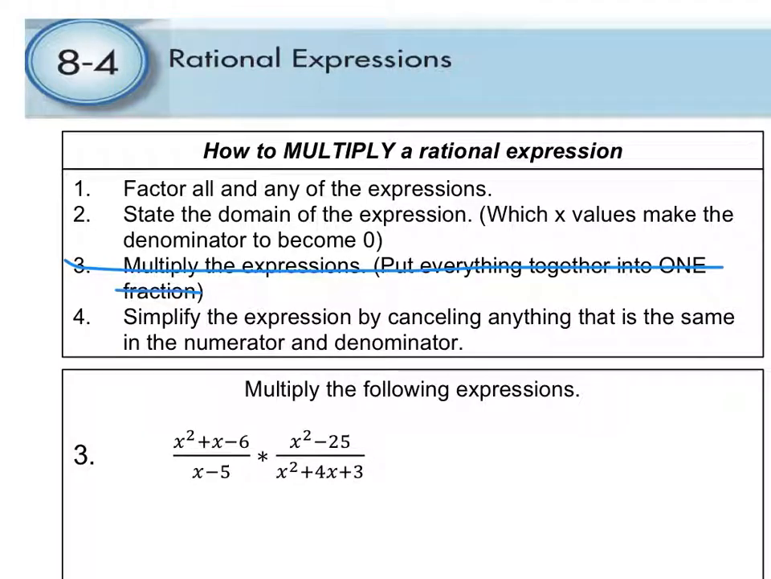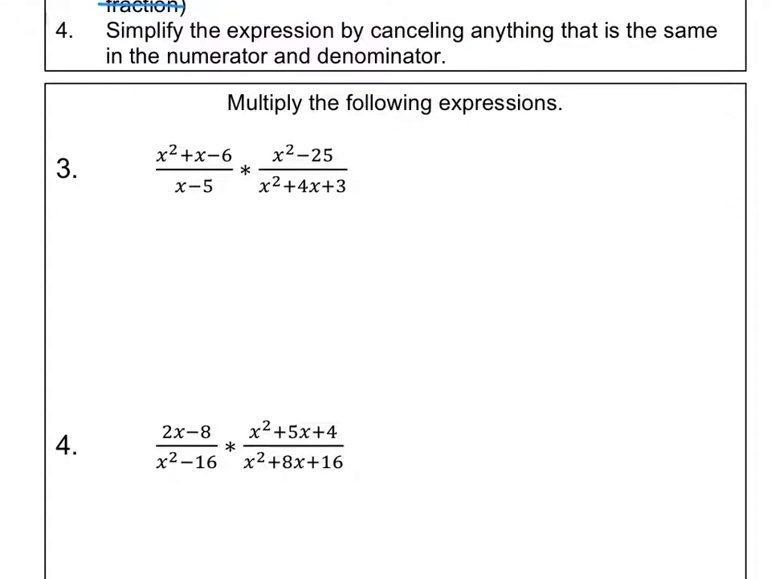Okay, so let's look at this first example. I've got x squared plus x minus 6 divided by x minus 5, times x squared minus 25 over x squared plus 4x plus 3. Okay, so very first thing I want to do, as I look here, can I factor this guy? I can't factor that, so that's not going to change. Can I factor the top left?